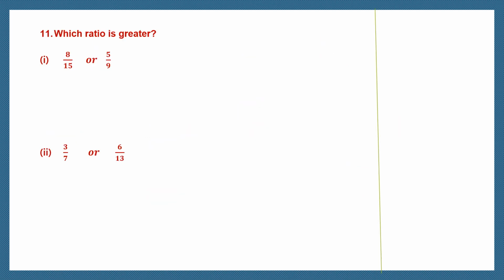Let's go to question 11. Which ratio is greater? Now, is it 8 by 15 or 5 by 9? Okay, now here what we do is we write 8 by 15 and then we have 5 by 9. We want to know which one is greater. We can cross multiply the numerator of this fraction and the denominator of the other fraction or ratio. So 8 nines are 72. Now I can cross multiply 5 and 15. 15 fives are 75. So let me write 75.